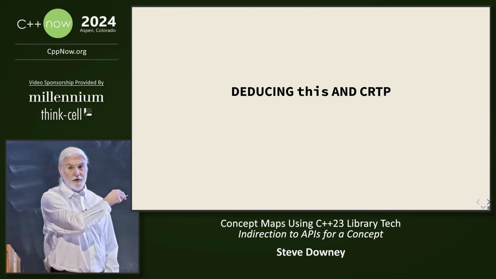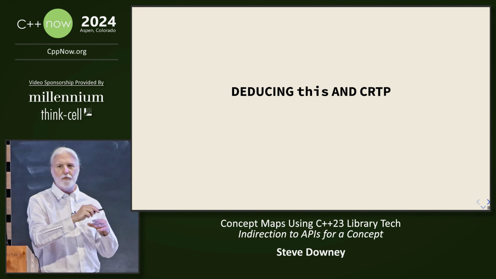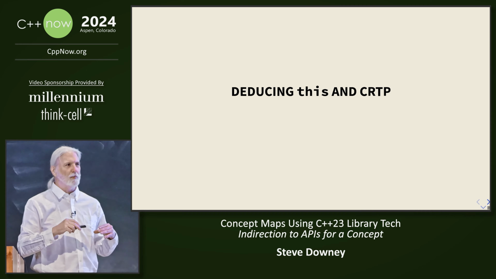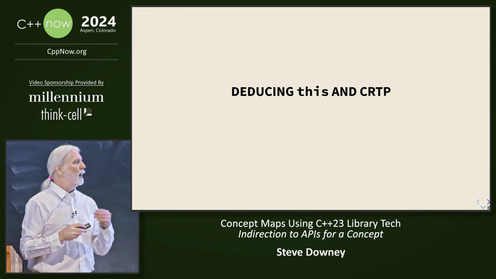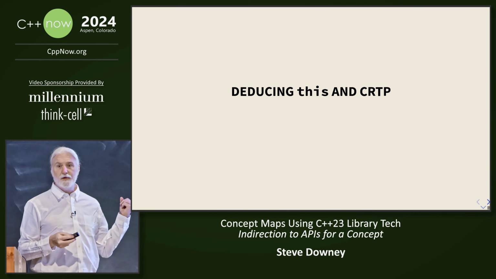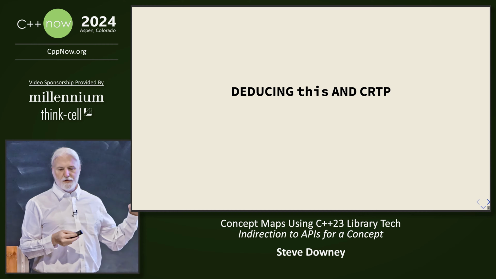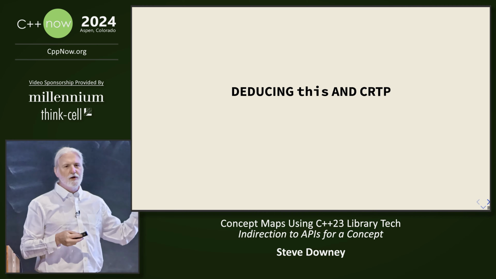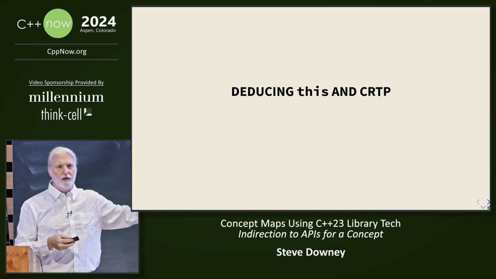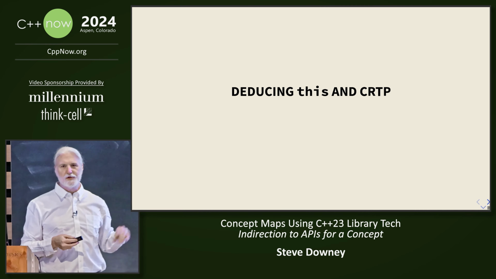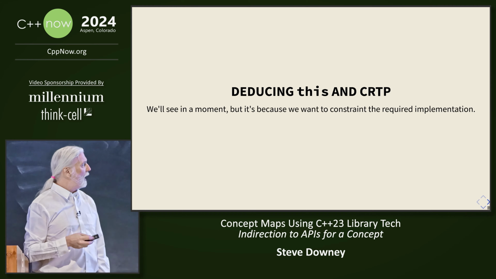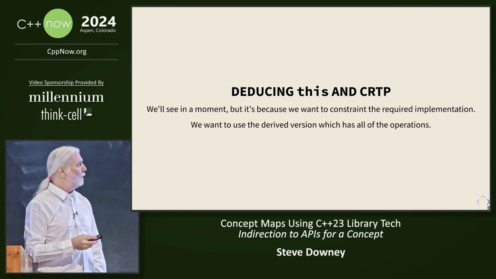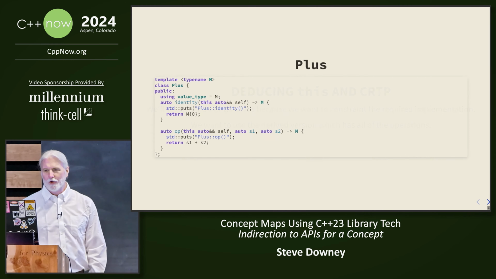So yeah, I'm using deducing this and CRTP because I'm using them for two slightly different reasons. I want to look at your implementation to make sure it actually meets the requirements, that it's providing the operations that we need. And CRTP because we want the self parameter to be the static visible type of the derived type, so we get to the right operation if you're using the defaulted operations that the map gives you. It's because we want to constrain the required implementation. We want to use the derived version, which has all of the operations.